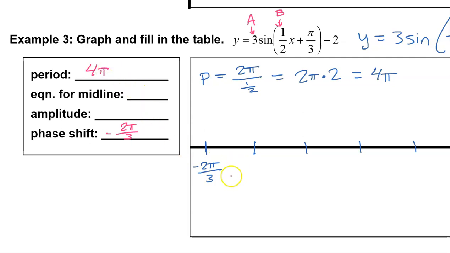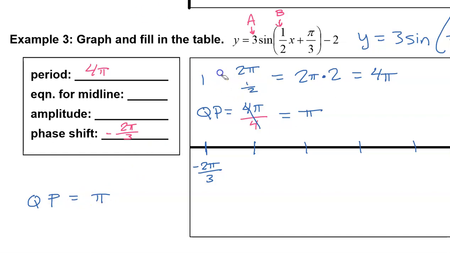So the period is 4 pi. Let's write that down. But in order to find these other values, I need the quarter period. I'm going to call that QP for quarter period. The quarter period is the period divided by 4. So if I take the period and then I divide that by 4, that's going to give me the quarter period. But that's going to turn out to be pretty simple because that's just pi. The 4's cancel out. I'm going to put that over here on the left-hand side to remind me the quarter period is pi. Okay, let me erase this scratch work.